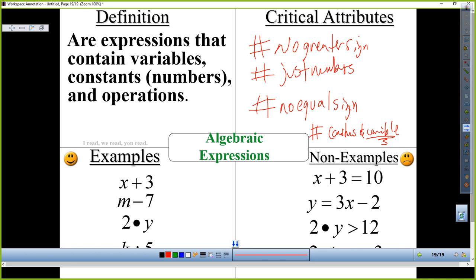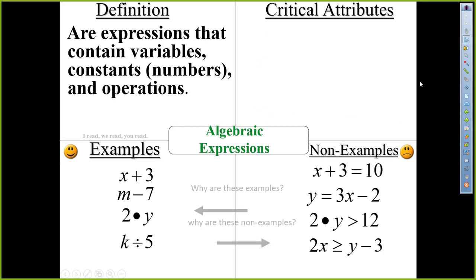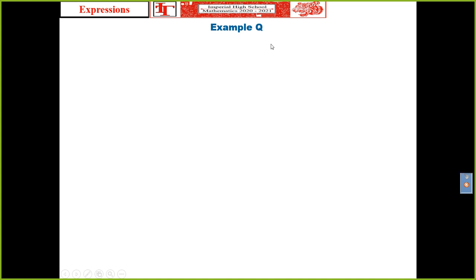Alright, set that aside. And now that we have algebraic expressions, let's start with Example Q. Example Q. Copy this.